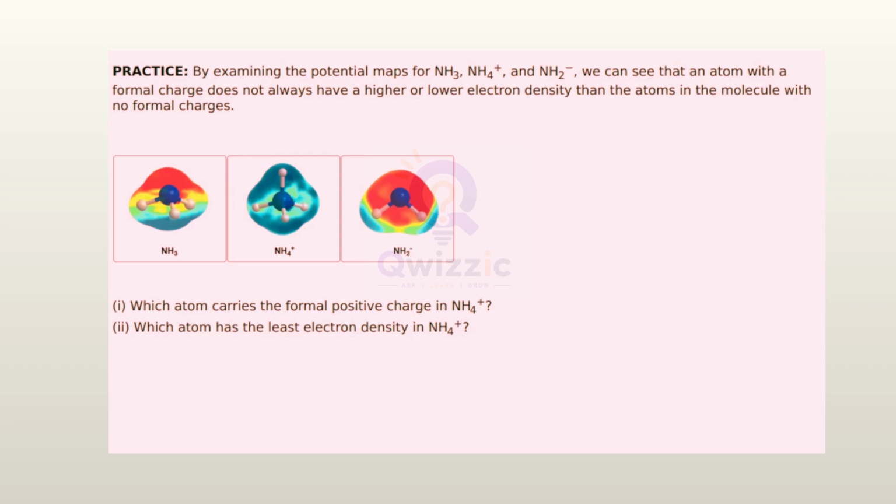Alright, hi everyone. So for this question, it says that by examining the potential maps for NH₃, NH₄+, and NH₂-, we can see that an atom with a formal charge does not always have a higher or lower electron density than the atoms in the molecule with no formal charges. So for part 1, it's asking us which atom carries the formal positive charge in NH₄+, and then part 2 is asking us which atom has the least electron density in NH₄+.